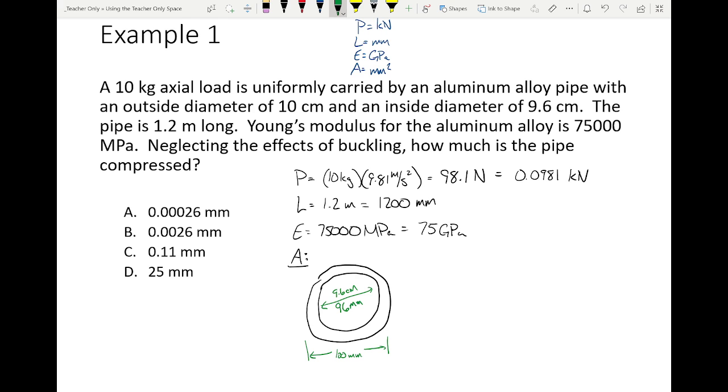Now, how do you determine the area of a circle? The area of a circle, I know the mathematicians would love me and say pi r squared, right? But here's the thing, and this is the difference between mathematicians and engineers.